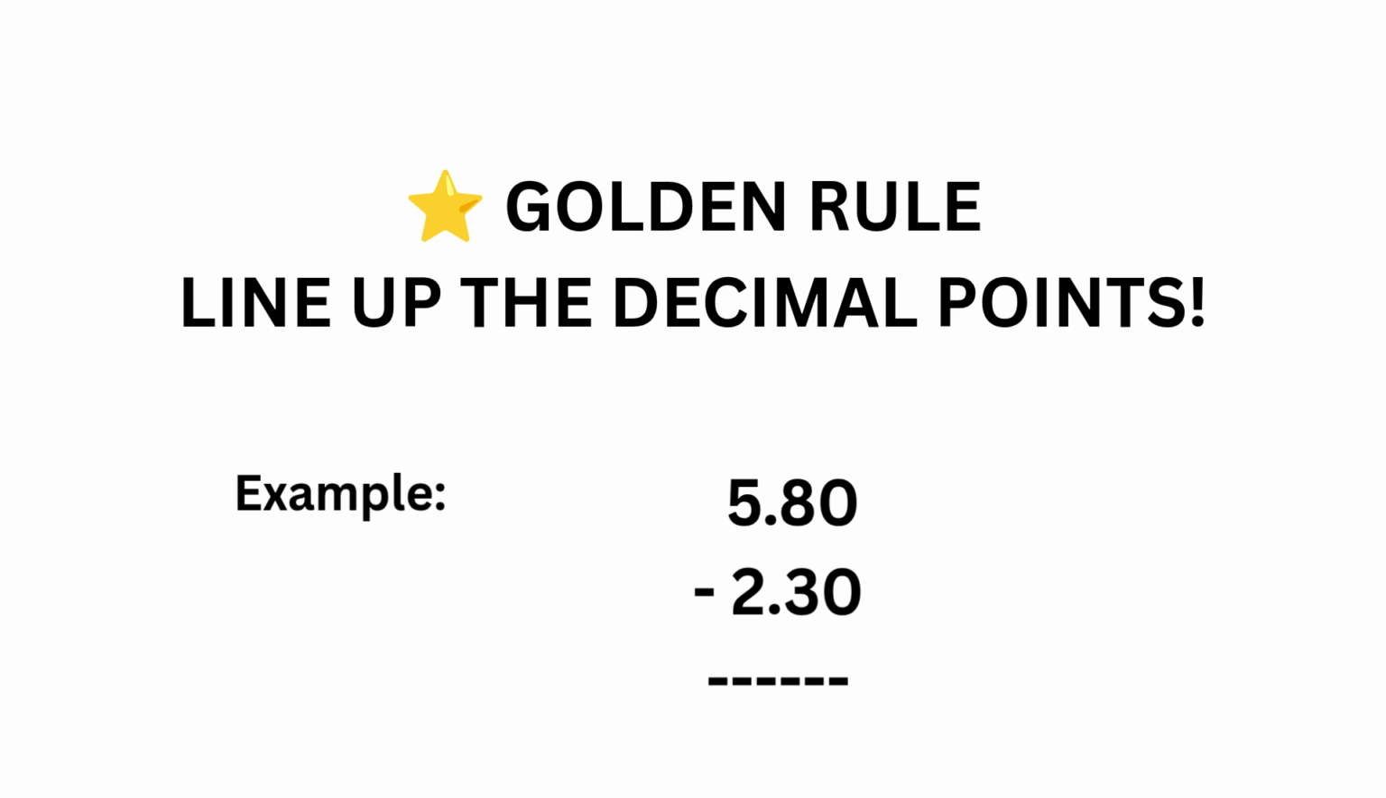Okay, just like we learned when adding decimals, the first thing we must do is line up the decimal points. How many of you remember that? Then once they are lined up, we just subtract like we do for whole numbers. I hope you remember that from when we were doing addition.